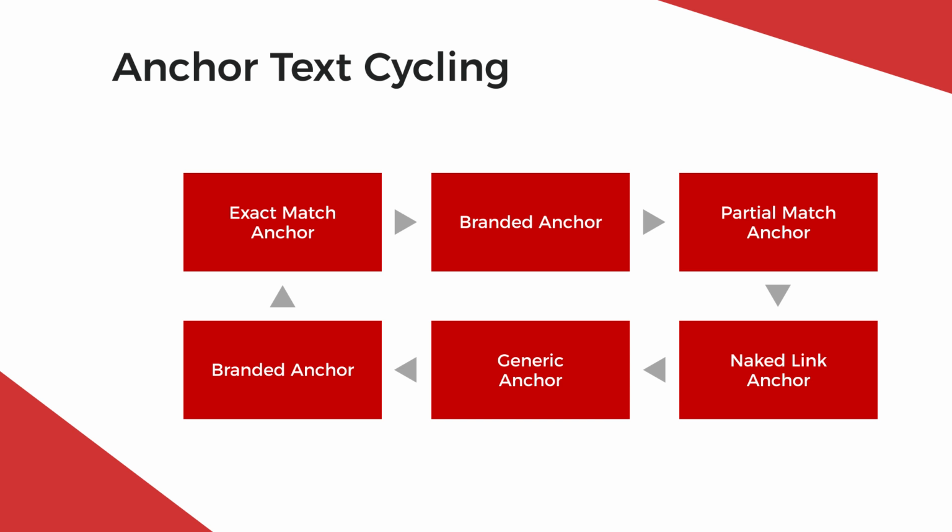So the best way to do that is to cycle your anchor text. So what you do is, let's say you get a backlink on Monday for your exact match anchor text. That's fine. But then after that, you want to start using all the different types of anchor text before you get your next exact match anchor. And so as you can see in the diagram, you get your exact match anchor text, and then you get a branded, and then a partial match, and then a naked link, and then a generic, and then a branded anchor before you hit your site or page with another exact match anchor text.